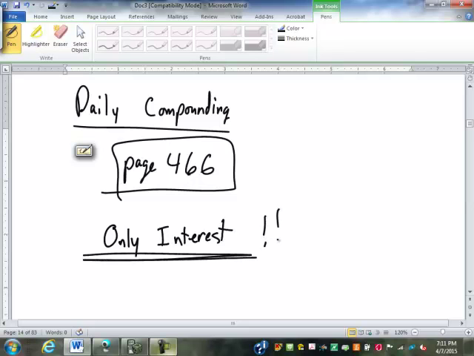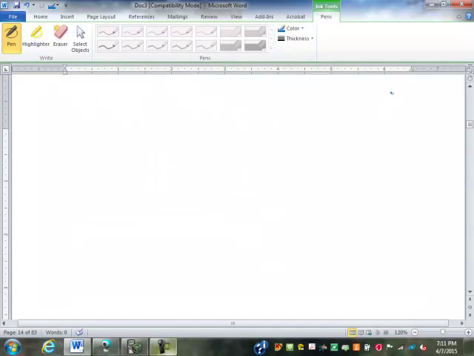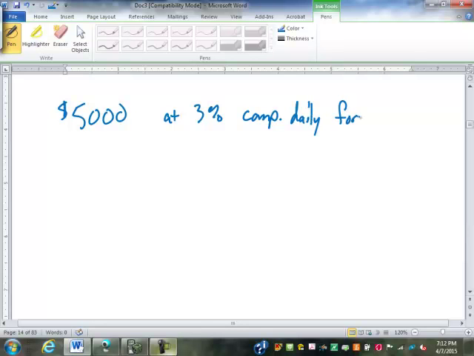So that's big. Second is, it's per $100. So we have to divide our dollar amount by 100 before we use the table on it. So let's say that we have, well, let's just stick to an easy number, $5,000 invested at 3%, compounded daily for 2 years.